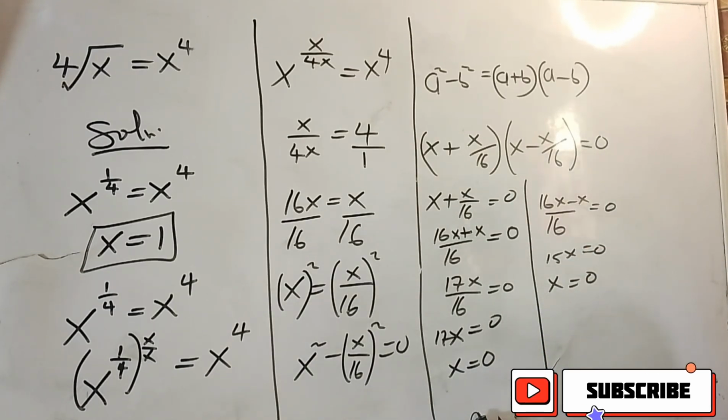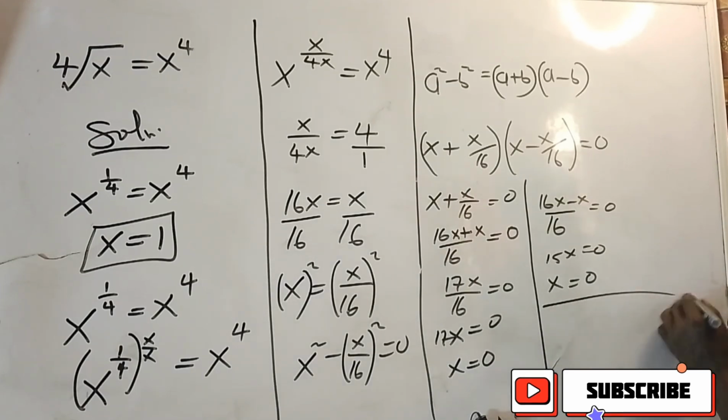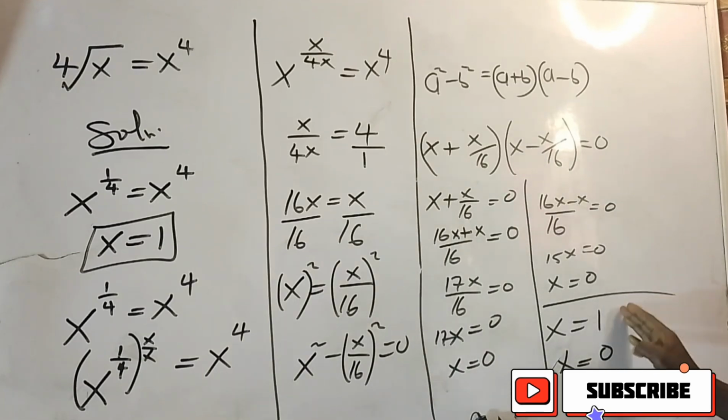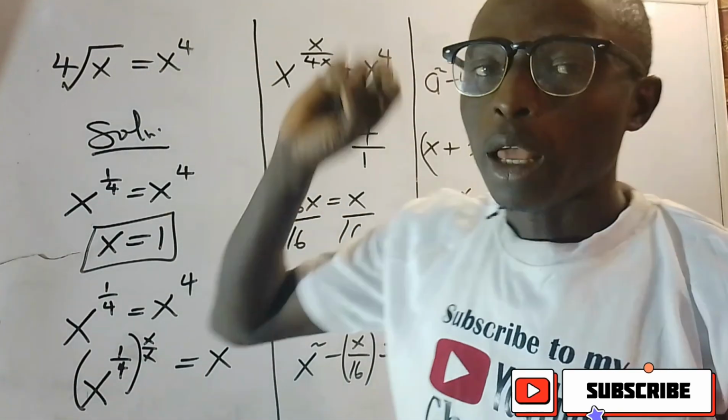So in conclusion, we can say that x is now equal to 1 and x is now equal to 0. These are the two solutions to this particular equation.